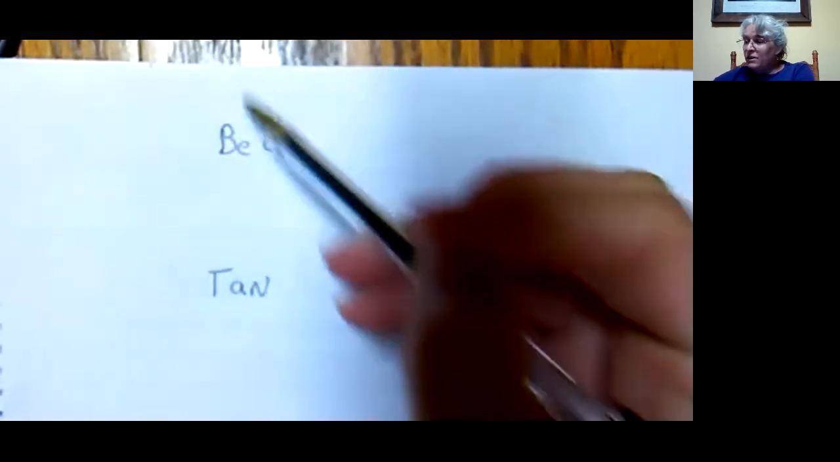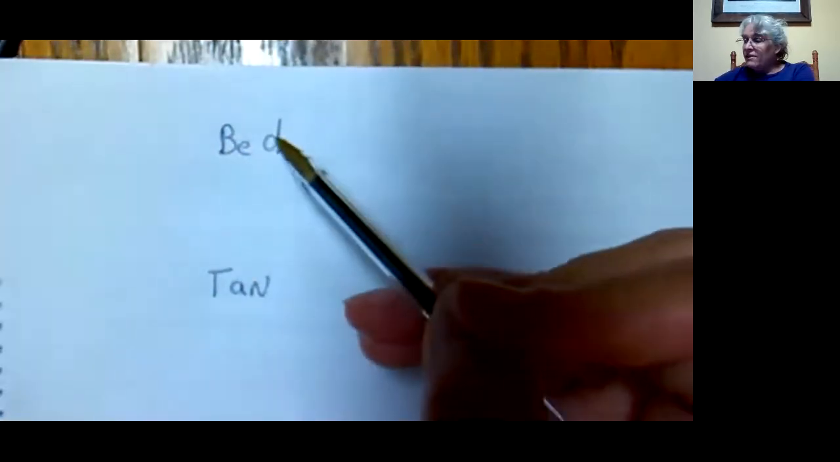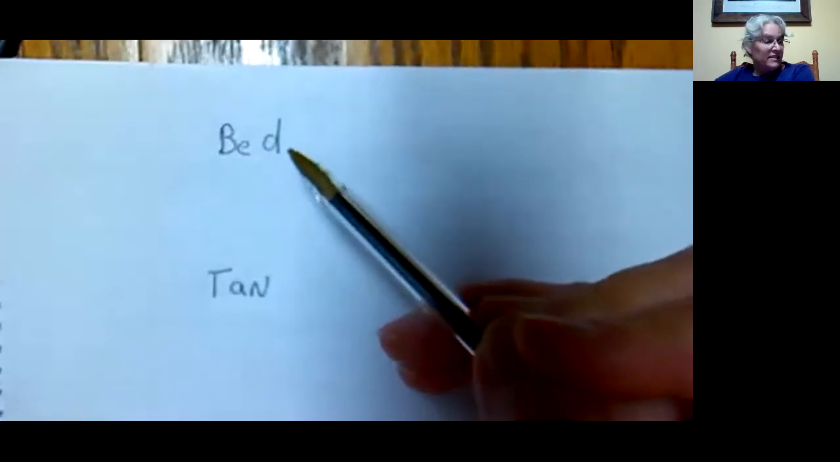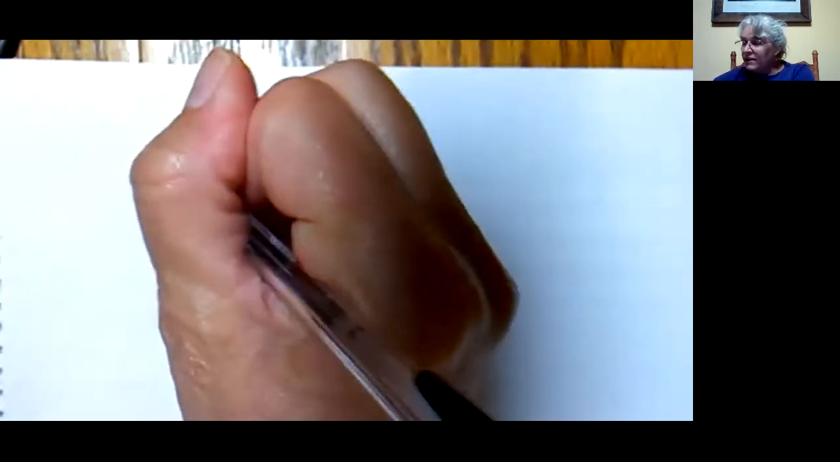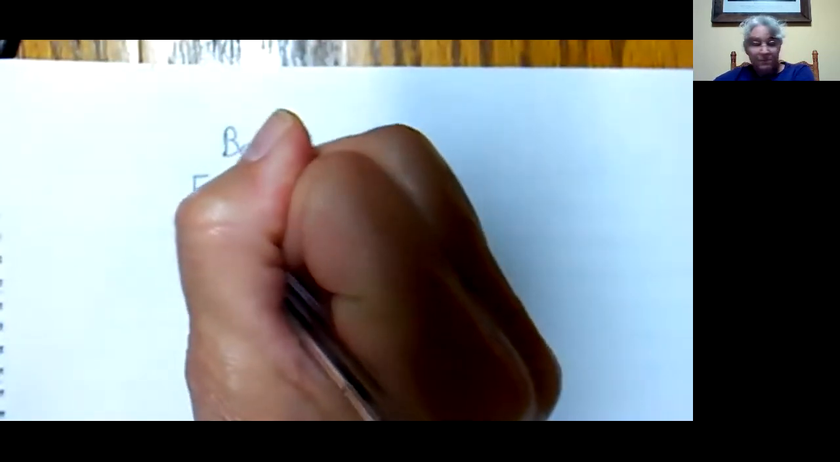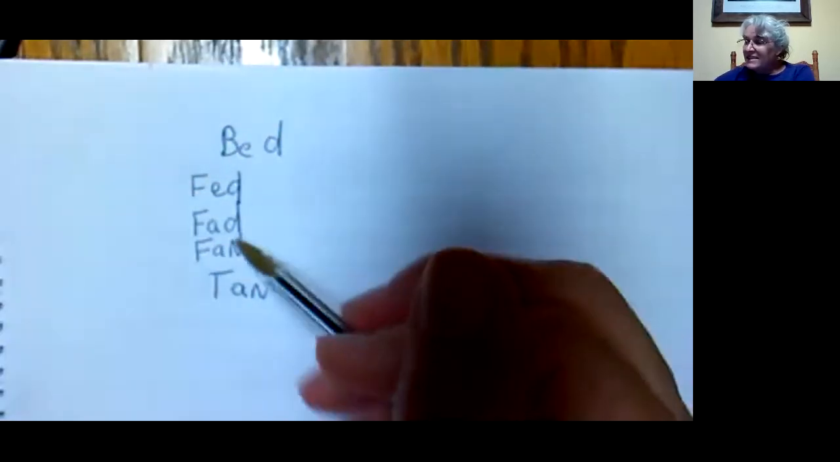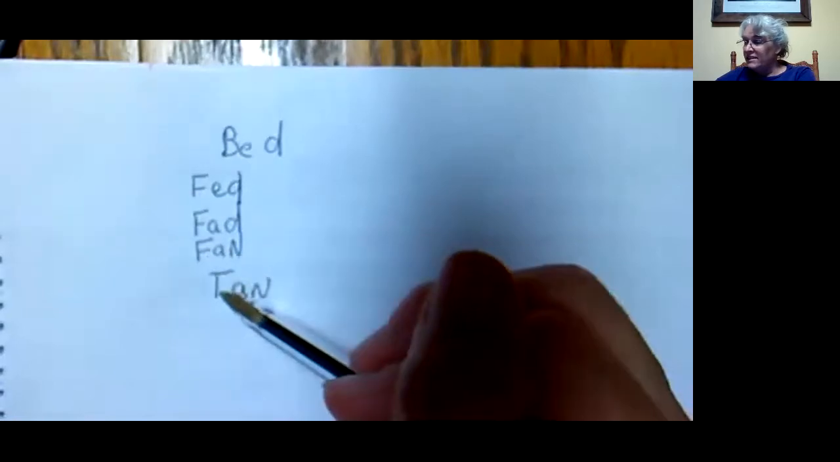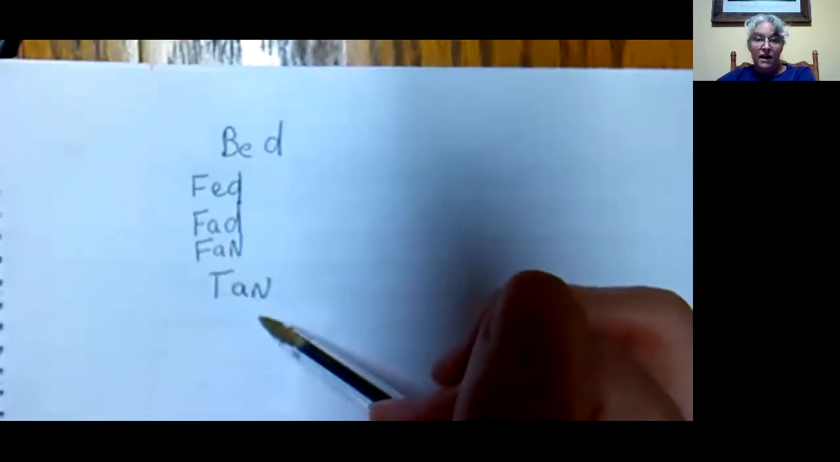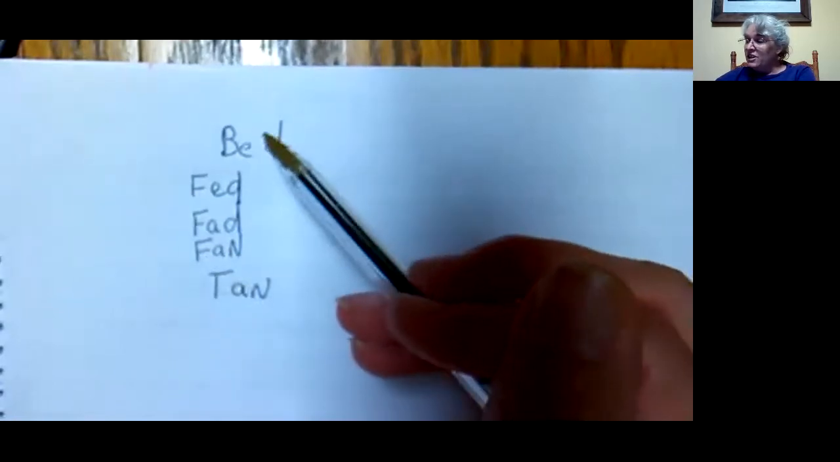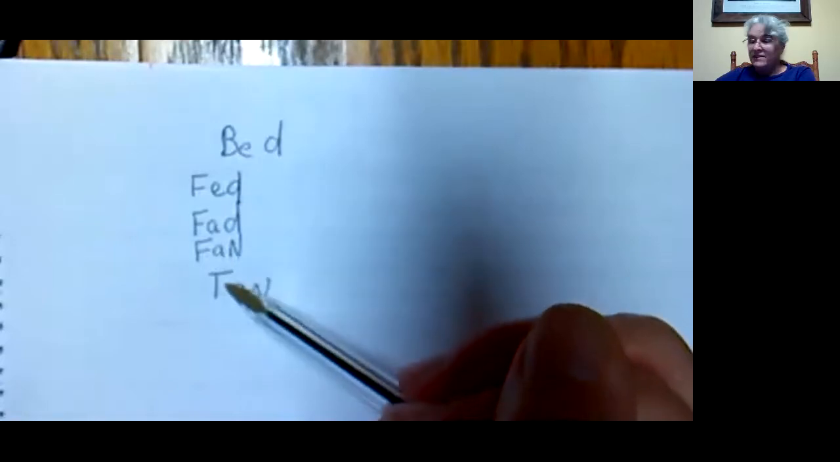And you change one letter at a time, and every time you change a letter, you should have an actual word. So I change B to F, so I end up with fed. I change E to A, so I have fad. And I change my D to an N, so I have fan. And in my last step, I change F to T, so now I have tan. Okay, so all we did was change bed into tan one letter at a time.